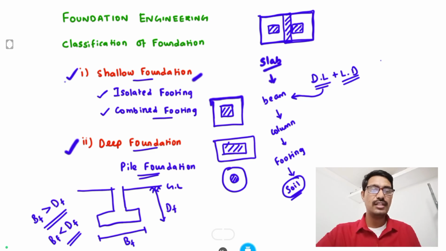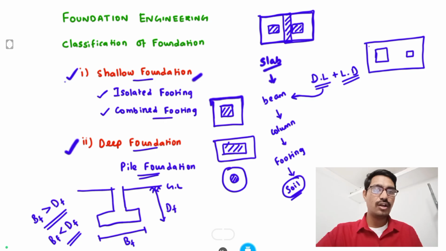Another case is where there is a big column and another small column. If in this case we go for a rectangular combined footing like this, the cost of the column will be very high. So we go for this, where this is the big column and another one is the small column. So here we go for this, that is a trapezoidal combined footing.